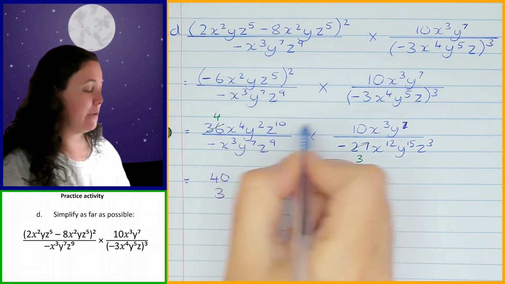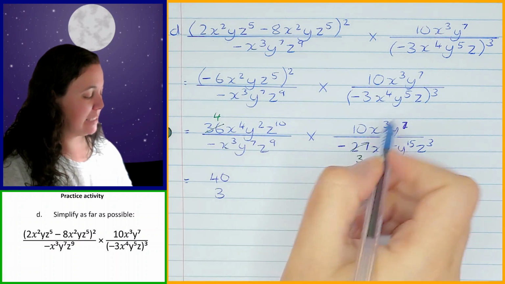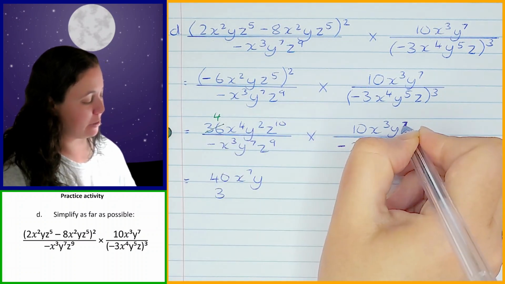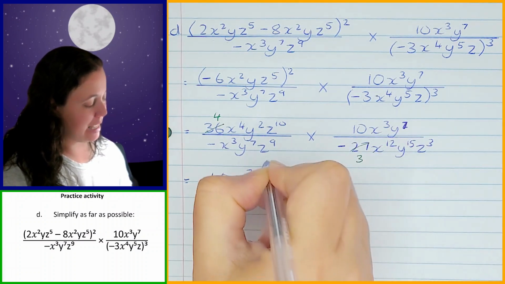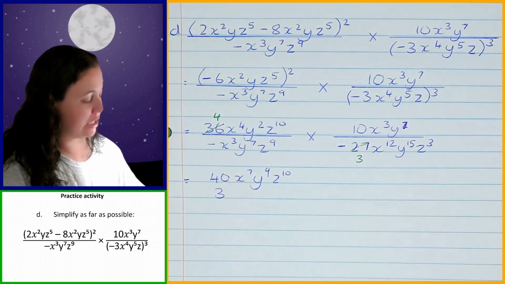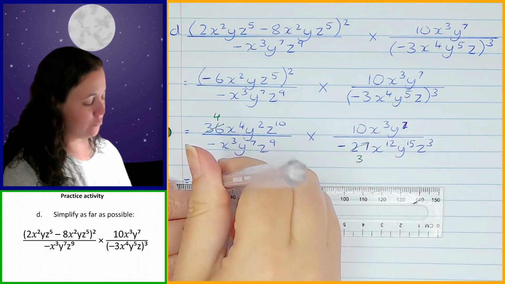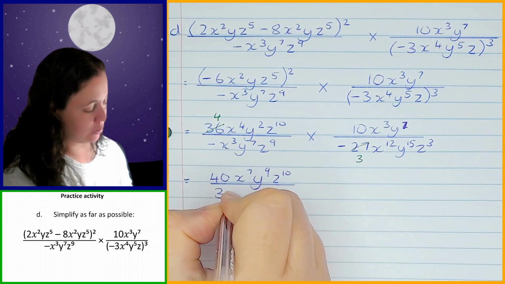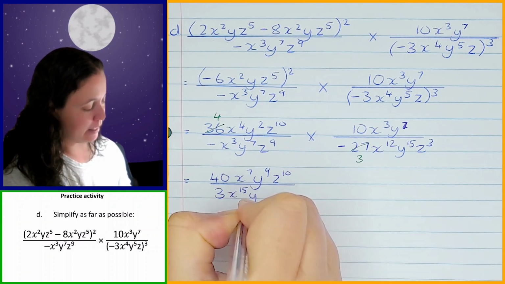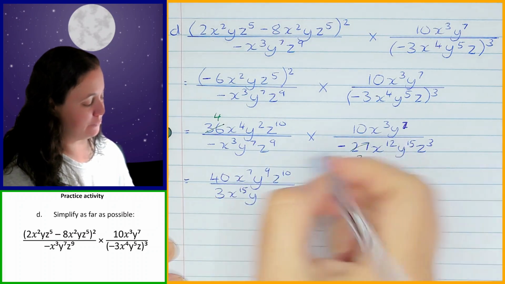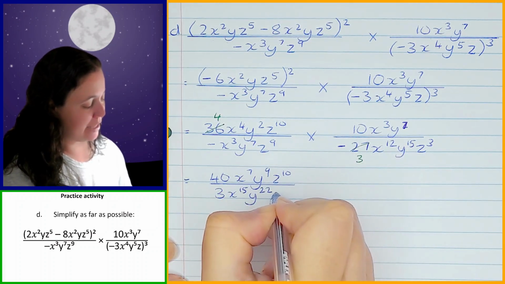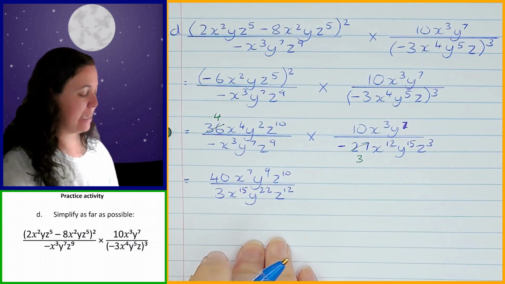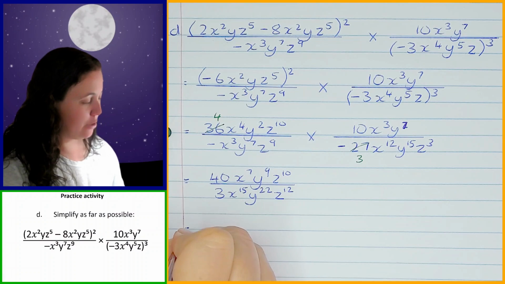Then I'm going to go and multiply my variables together. So I've got x to the power of 4 times x cubed, that's x to the power of 7. Then y squared times y to the power of 7 is y to the power of 9. And then the z to the power of 10 isn't going to change. That goes over our denominator where we've got our 3. And then x cubed times x to the power of 12 is x to the power of 15. Y to the power of 7 times y to the power of 15 is y to the power of 22. And then z to the power of 9 times z to the power of 3 is z to the power of 12. Okay, now we're going to go and simplify our variables.